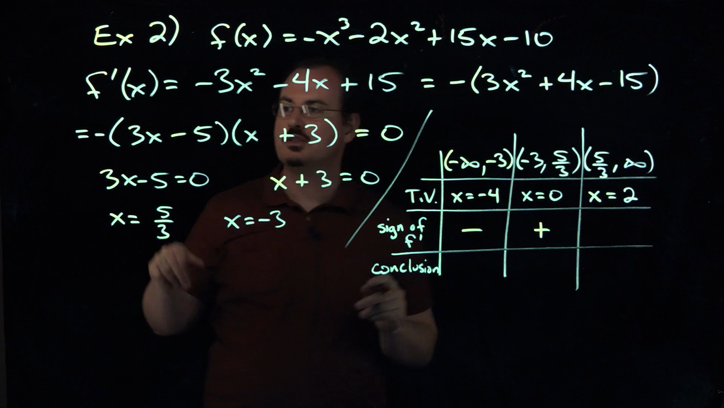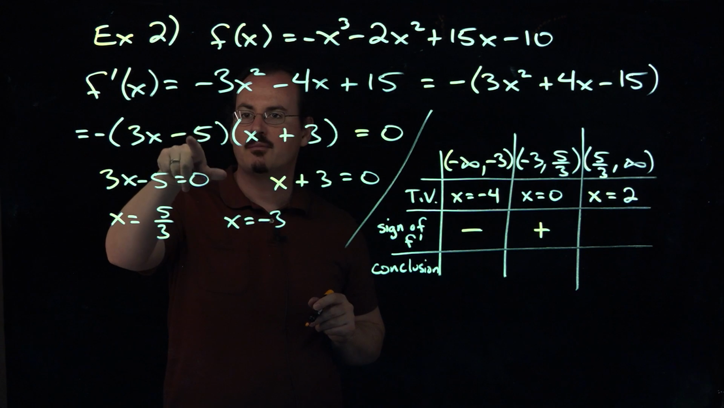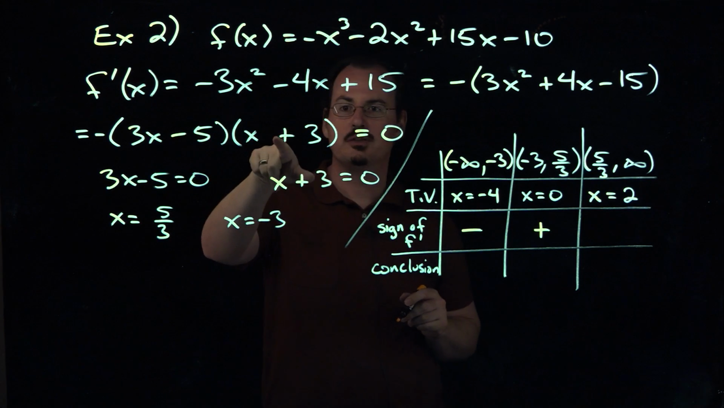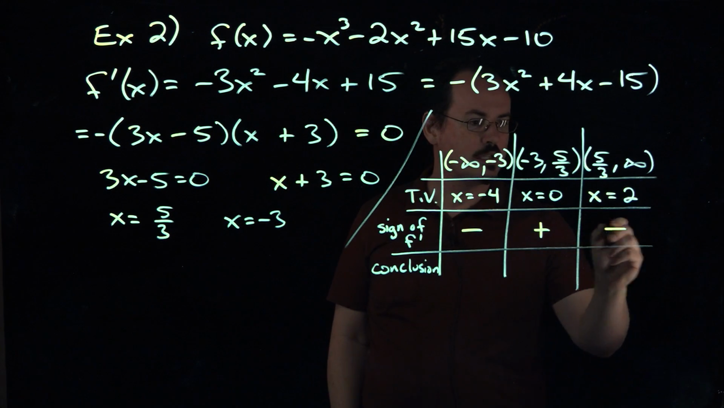And then if I plug 2 in here, you see what happens. I've got 2 times 3, that's 6 minus 5. That's positive, that's 1. And then if I plug 2 here, it's positive also. But the negative in front makes the thing overall negative.